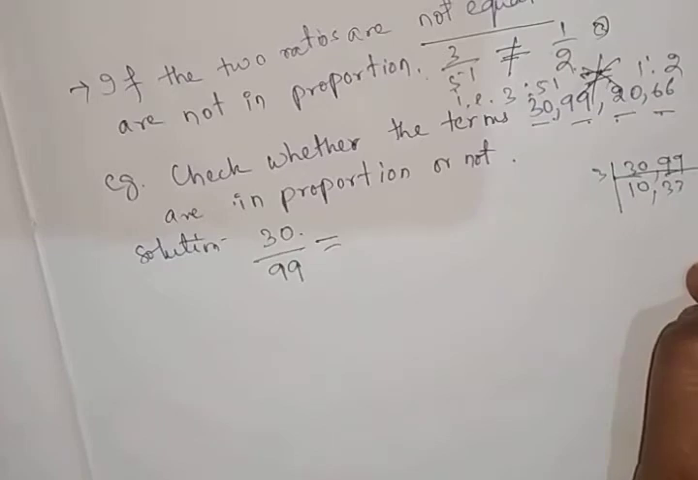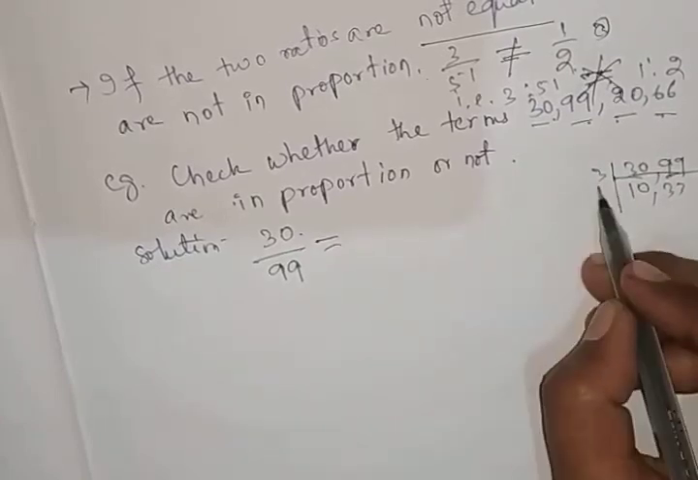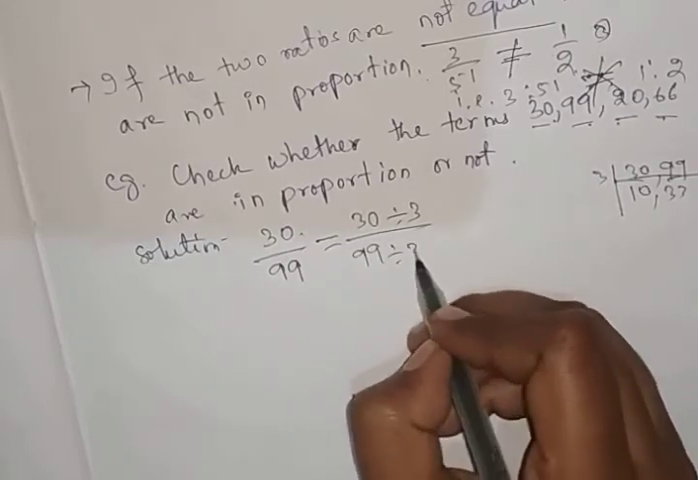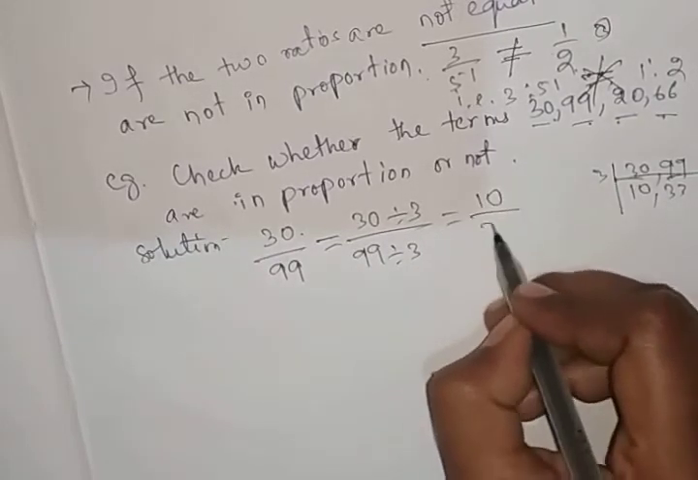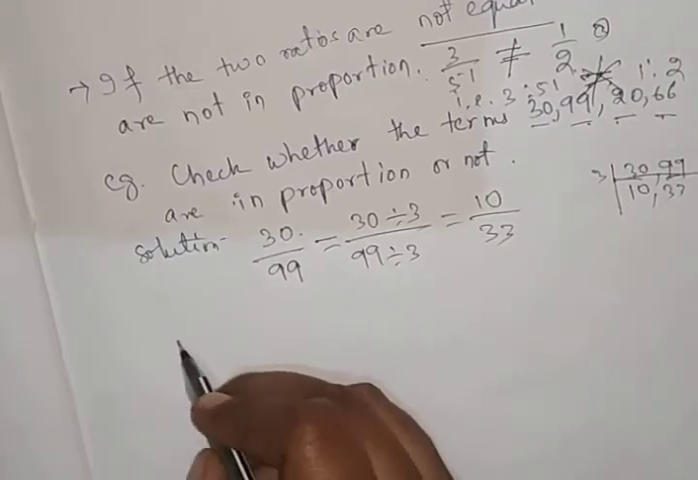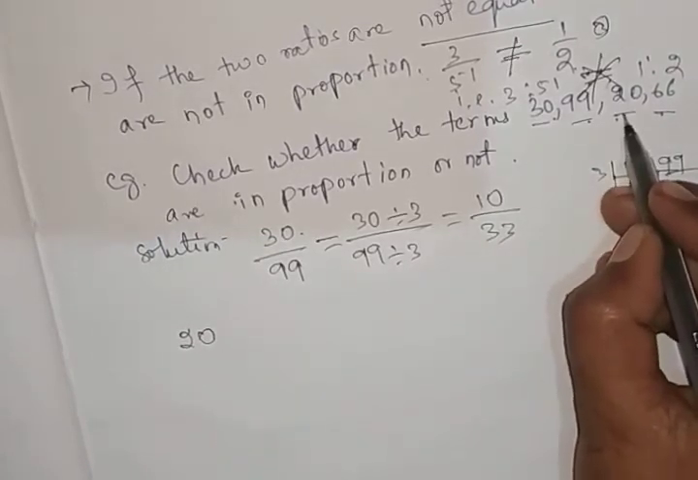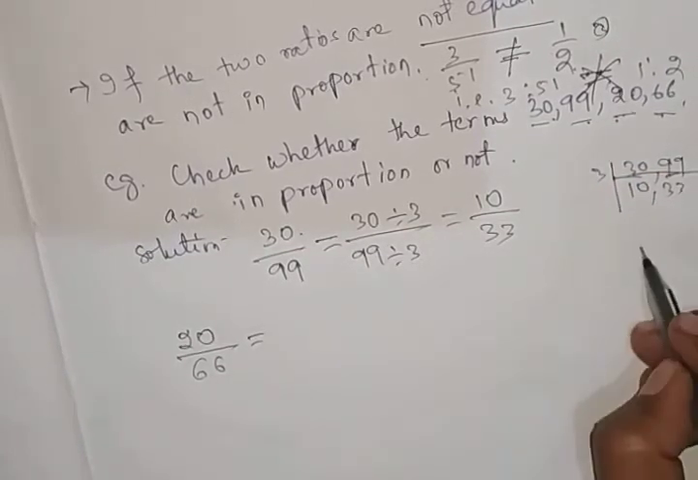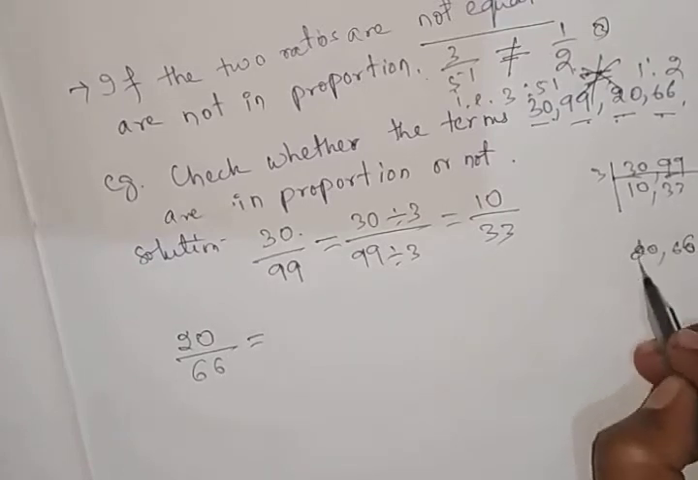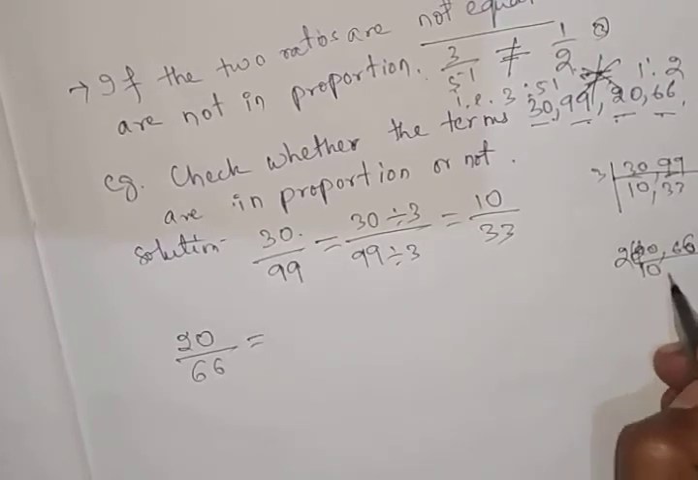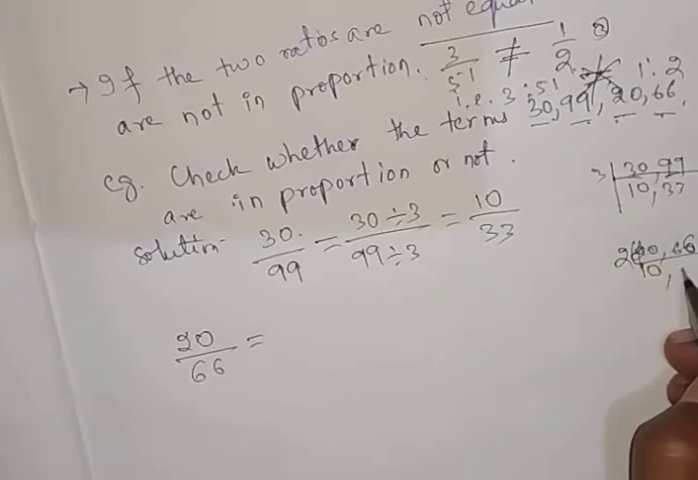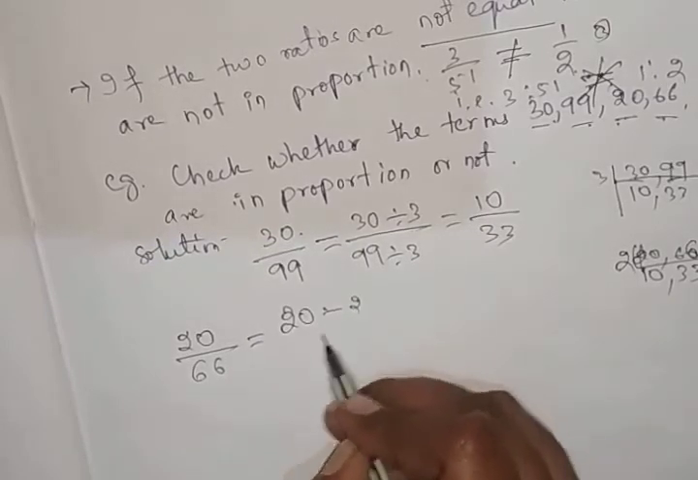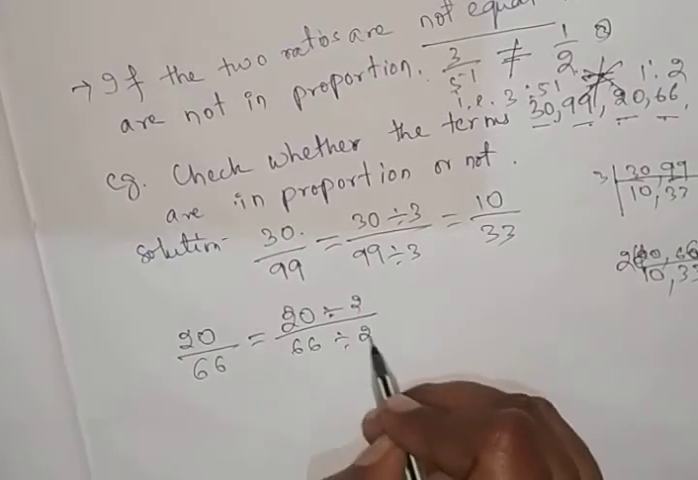Then will it go further? No. So what will we do? 30 divided by 3, 99 divided by 3. So what are we getting? 10/33. Next, we take the third and fourth terms, 20/66. Always take the HCF. So 2 is there. 20 divided by 2, 66 divided by 2. What are you getting?